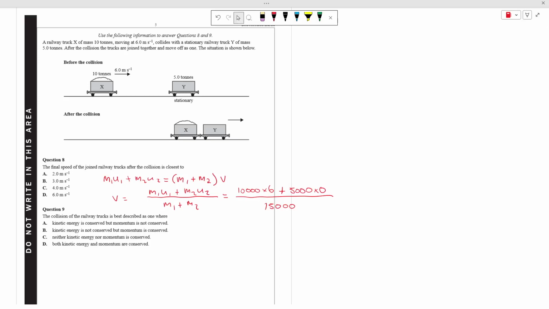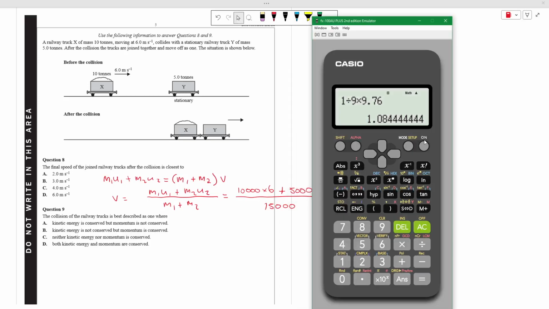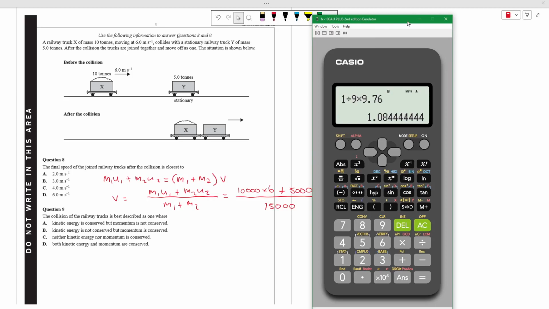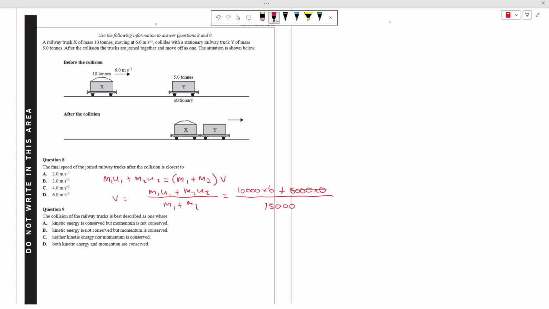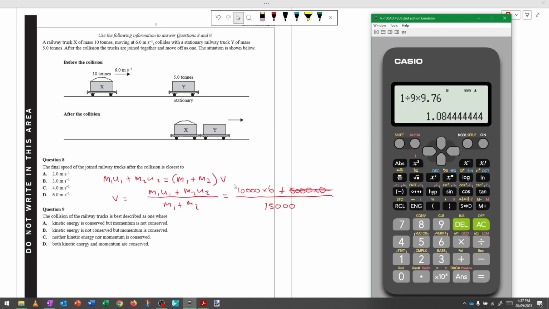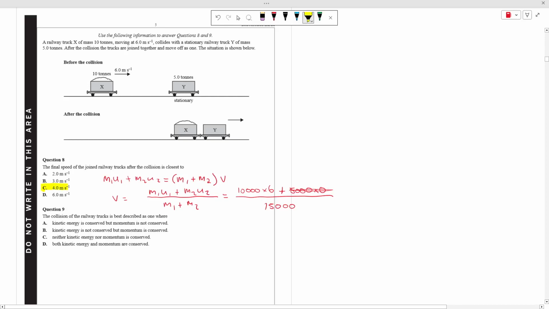So quick calculation. 10,000 times 6, you could probably do this in your head actually. 10,000 times 6 is 60,000, divided by 15,000, it's going to give me 4. There you go. So they move off at a speed of 4 meters per second.